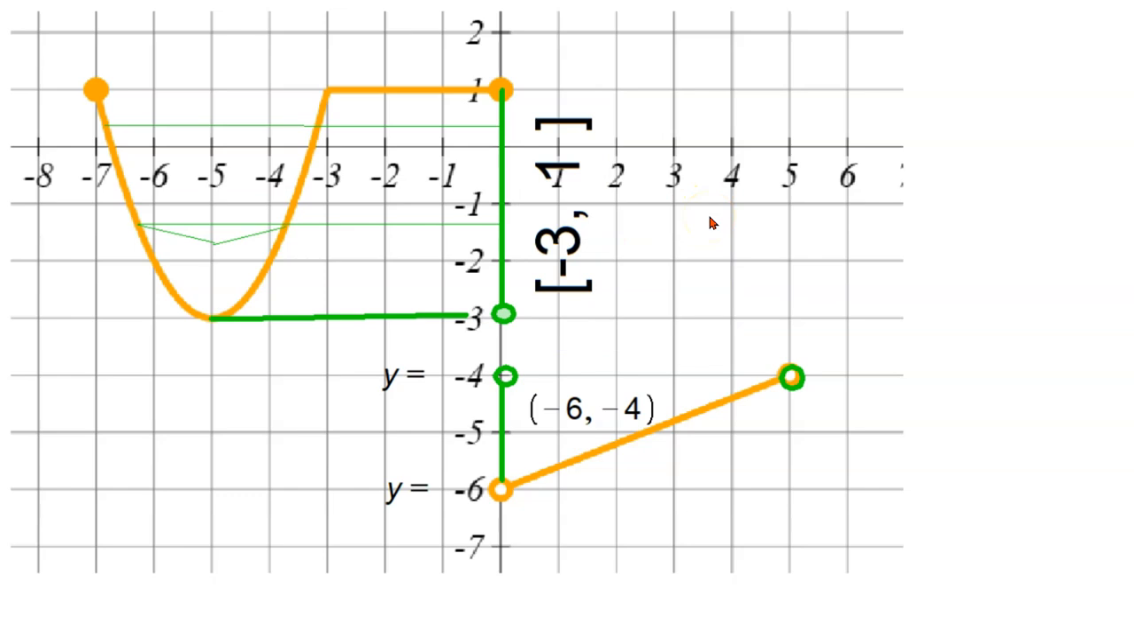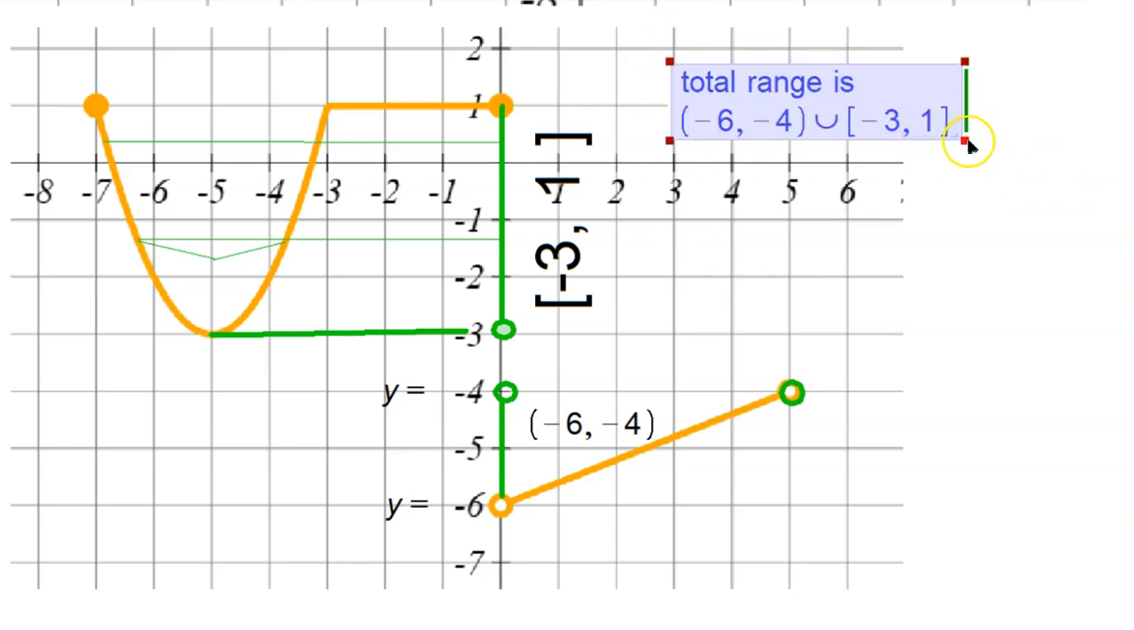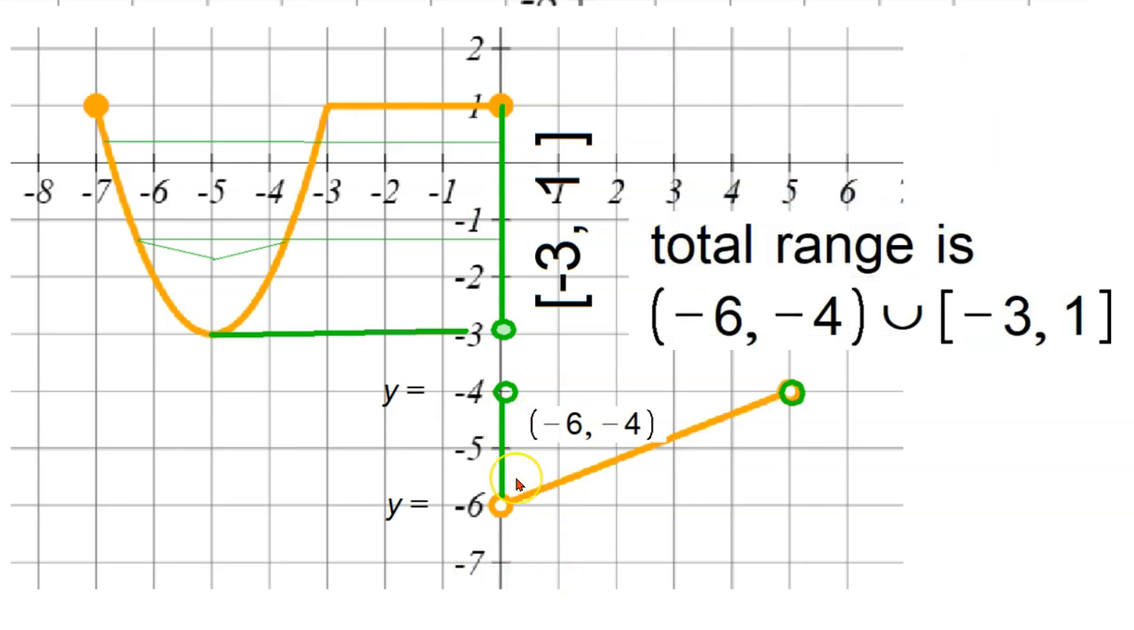So now you just have to put this together because there are two pieces here. So the total range is, you're going to put -6, comma, -4, and then you're going to union this with bracket -3, comma, 1, closing bracket. So you need to have both pieces in the range here, for the reason explained, the lower piece and the higher piece.